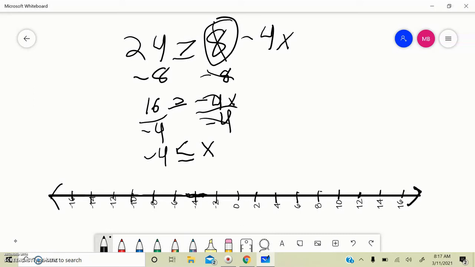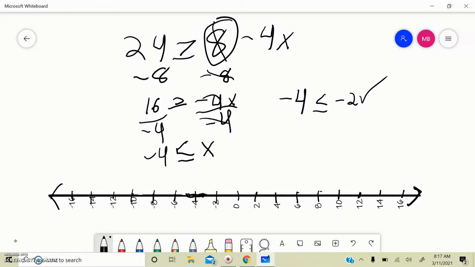So now I want to test out some answers. Let's see. Let's do negative 2. I have negative 4 is less than or equal to negative 2. Is that right? Yeah, that one's right.